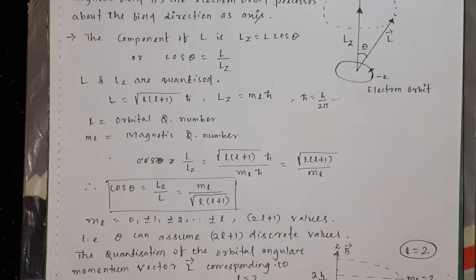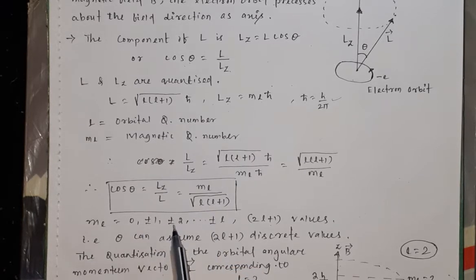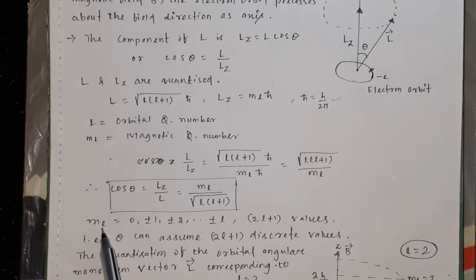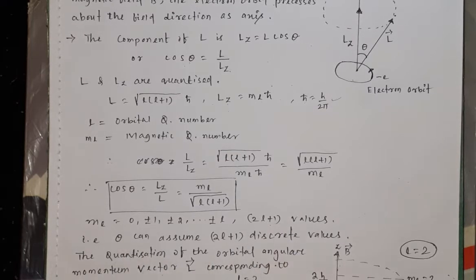So the angle theta between L and the z axis is determined by the quantum numbers l and ml. From this, the value of ml equals 0, plus or minus 1, plus or minus 2, up to plus or minus l, that is, there are a total of 2l plus 1 values of ml. Very important: 2l plus 1 values of ml.